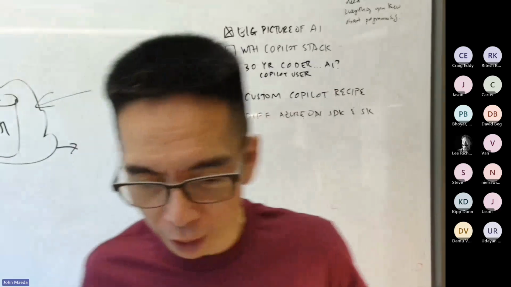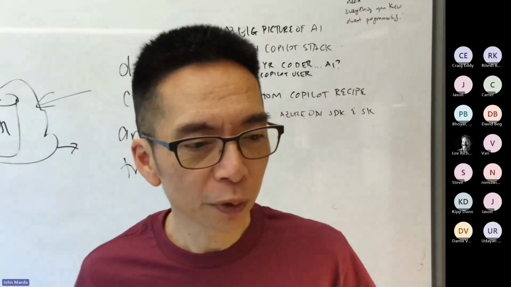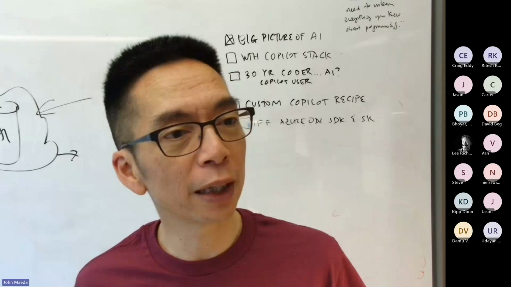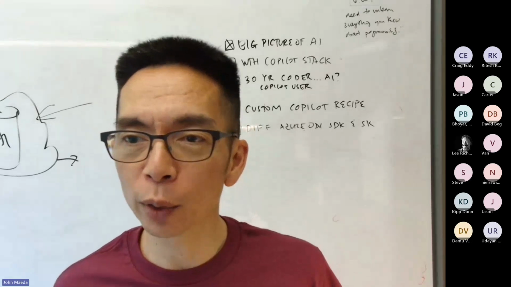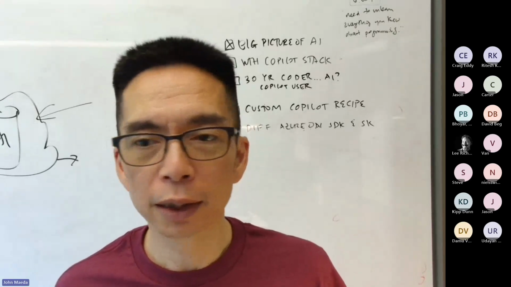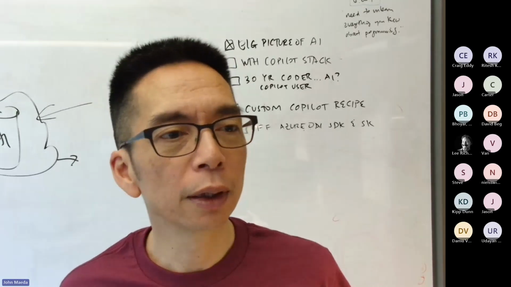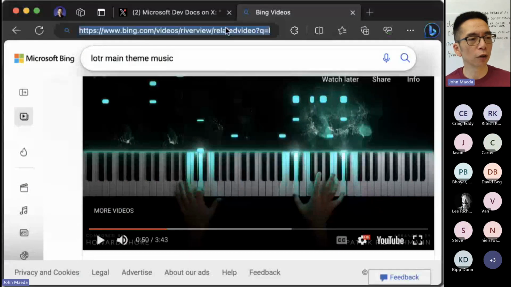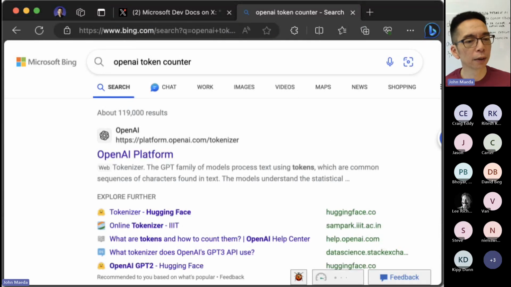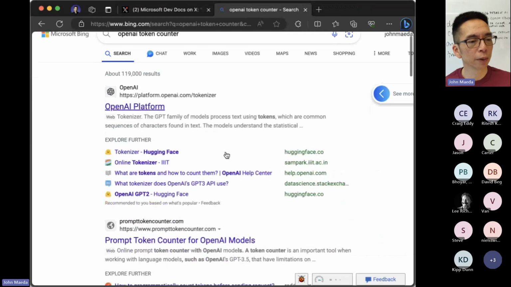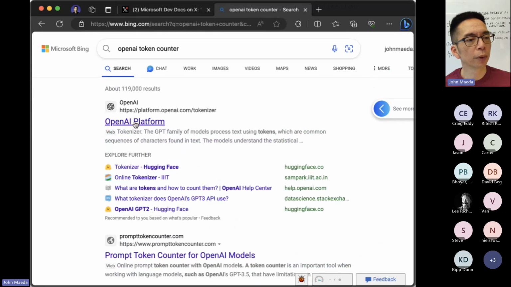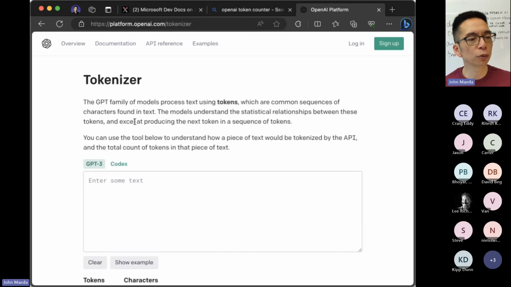I'm now going to give you the real answer, which we can easily find out by playing with the token. Let's see here, OpenAI token counter. Okay, there's a token counter. OpenAI tokenizer, that's it. This is the best thing ever, folks.